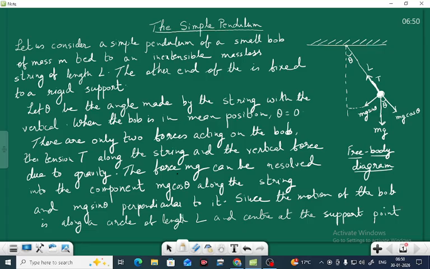The bob has a radial acceleration omega square L, and also a tangential acceleration.